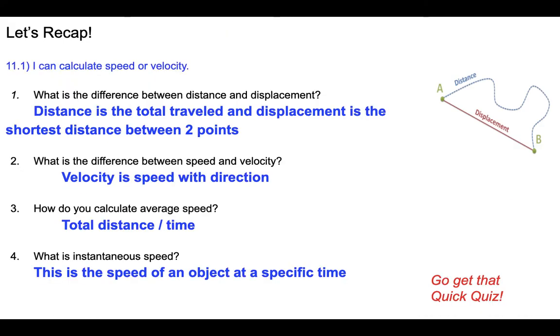All right, so quick recap. Distance and displacement are distinguished: distance is the total meters traveled, and displacement, of course, is going to be the direct line between points A and B. Velocity is going to be speed, but with a direction component attached to it. That's what distinguishes those two from each other. And then we've got our formula: v equals d over t, distance divided by time.